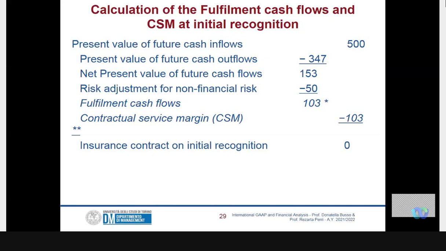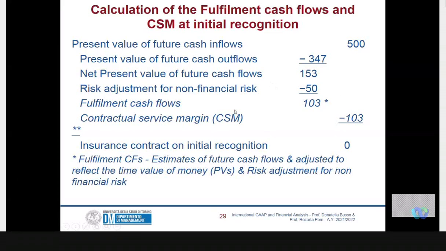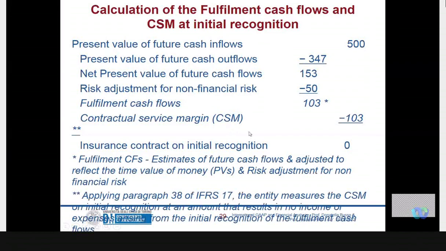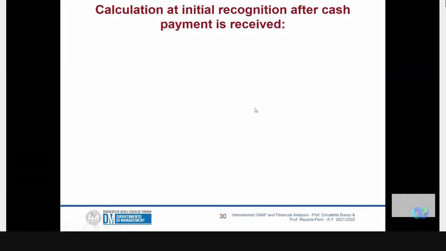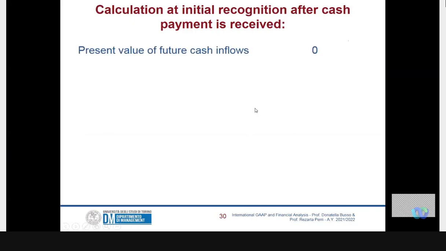Write down the CSM is 103 euro. That is something to be remembered. And we jump to the other moment in the life of the contract. And here is the explanation of what each of them is. What if we receive the payment?